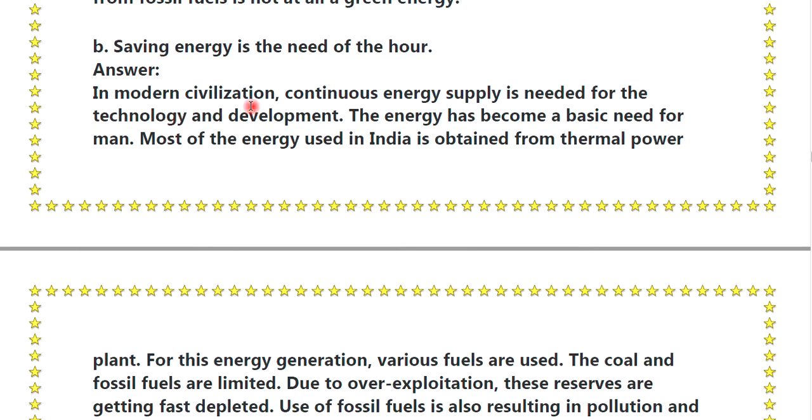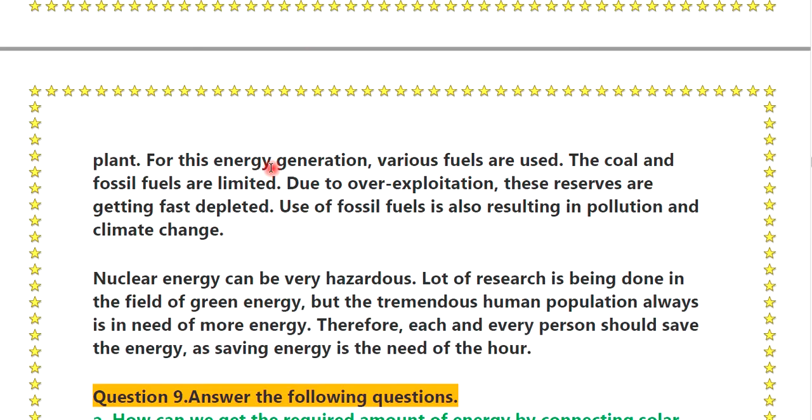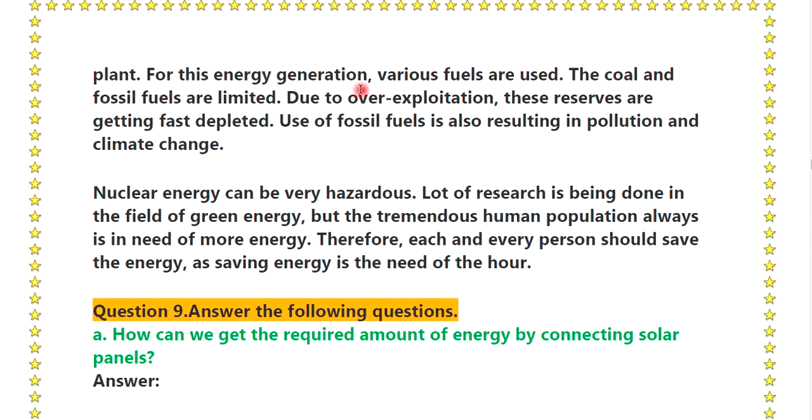Answer: in modern civilization, continuous energy supply is needed for technology and development. Energy has become a basic need for man. Most of the energy used in India is obtained from thermal power plants. For this energy generation, various fuels are used. Coal and fossil fuels are limited due to over-exploitation. These reserves are getting depleted fast. Use of fossil fuels also results in pollution and climate change.